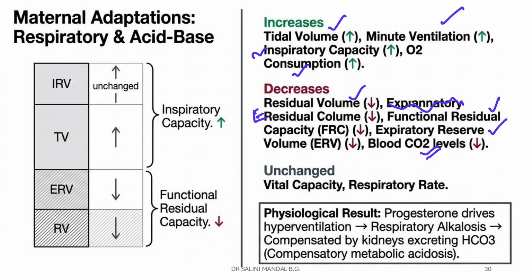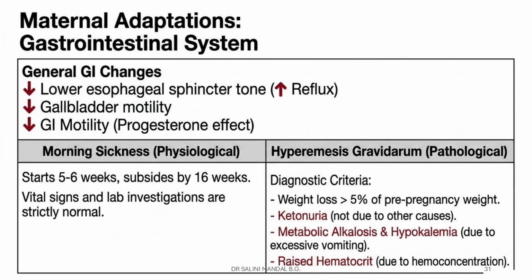So just remember that progesterone drives hyperventilation, which is going to lead to respiratory alkalosis, and it is compensated by the kidneys by excreting bicarbonate, and that is why there is going to be a state of compensatory metabolic acidosis in pregnancy.